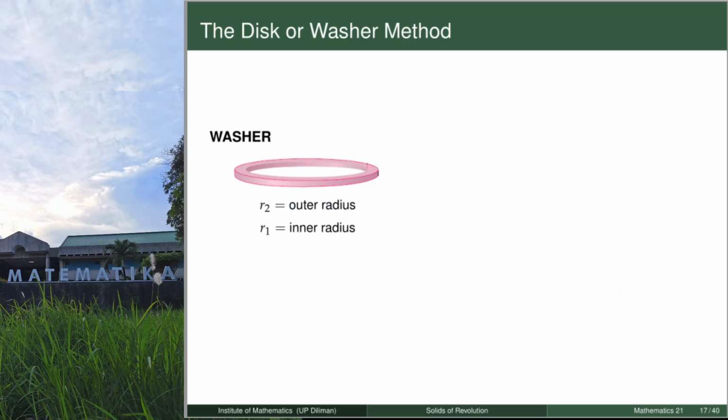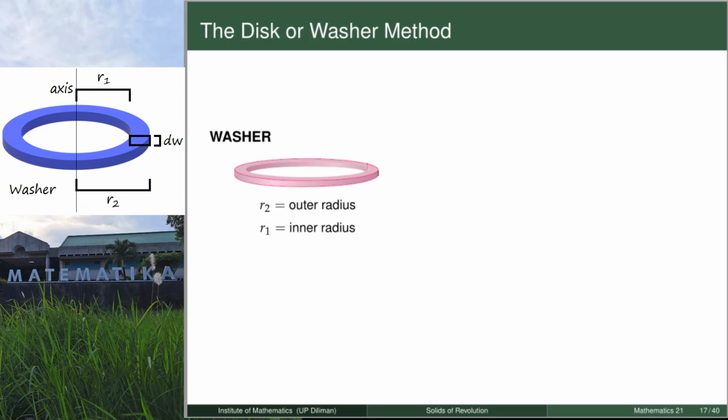To help us, let's show this additional picture of a washer. Let's call R2 the outer radius and R1 the inner radius of the washer. I think it's clearer if you look at the blue washer here, where there are labels. The outer radius is the distance from the center of the washer going to the farther end, while the inner radius is from the center of the washer going to the nearer end of the washer.